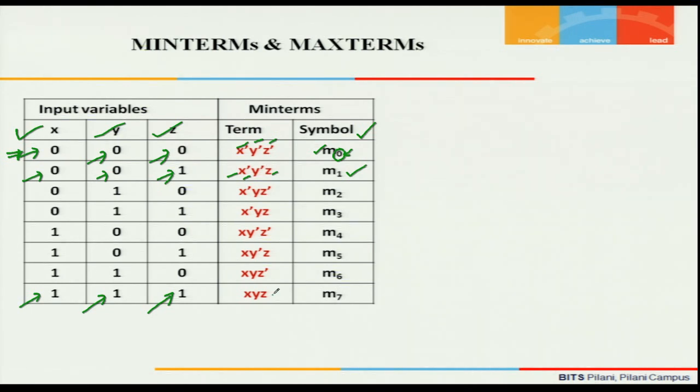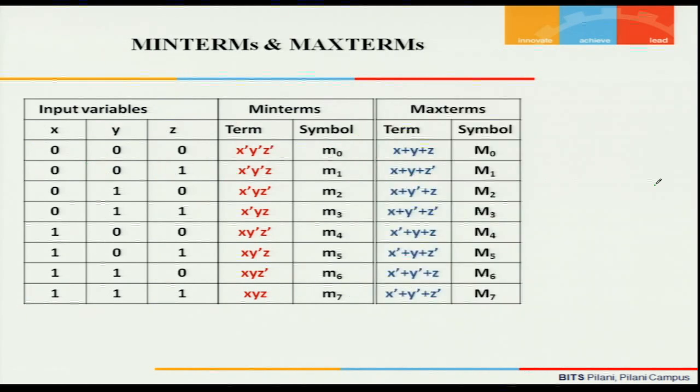For example, x, y, z, when all of them are 1, that min term is called m7. Therefore, a min term is a product term consisting of all the literals of a given function represented either in the true form or in the complement form. Then let us look at a max term.